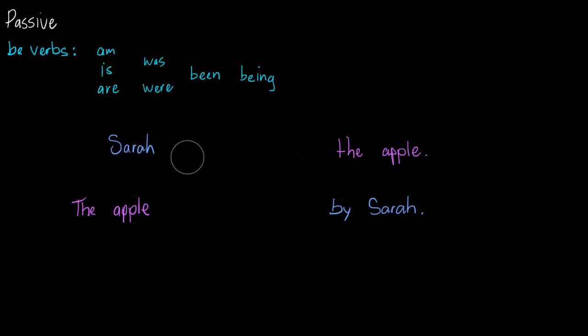So let's try, to start with, let's change that tense to this one. So it's present simple. So Sarah eats the apple. We need to add our be verb. Now, if that's present simple, then we need to choose one of these present simple be verbs. The correct one here is is, and because it's the main verb, it always transfers down here into the past participle. So it's eaten. We end up with the apple is eaten by Sarah.